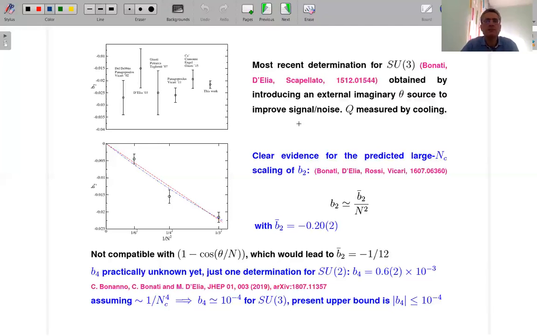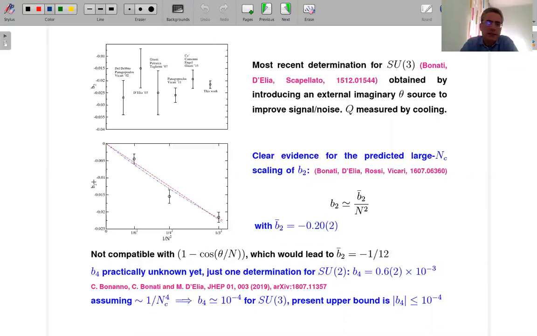And now, this improvement is actually what you need if you want to check the large-N scaling of this coefficient, because if you already have an error of 50% with SU(3), how can you check that B2 is scaling like 1 over N squared as you go to larger N? If you have such large errors, it is not feasible to check that it is scaling like 1 over N squared. If the error is at the order of percent, then you can try to check this, and this is what has been done in this later paper, where the same technique of adding an imaginary theta term has been applied also to N equal 4 and 6.